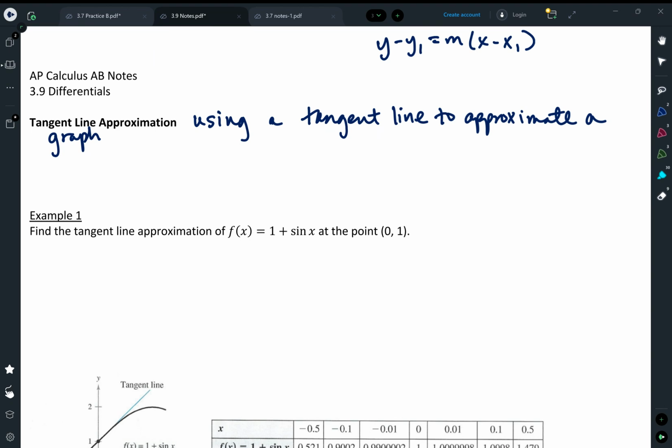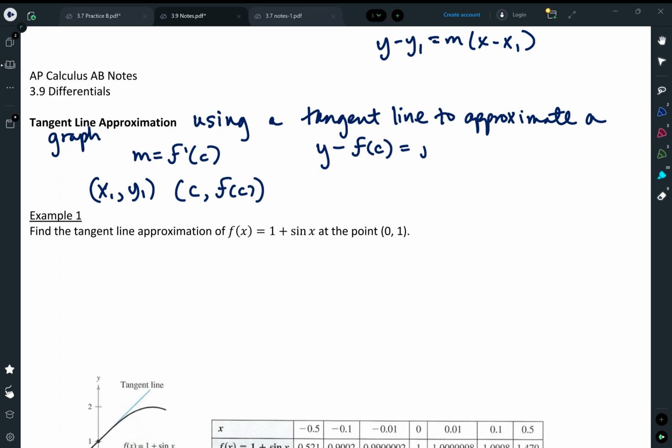Only if we're using a tangent line, our slope is really our derivative at some point, and then that point is what we're using for our x1, y1. So our x1, y1 would be c comma f of c. If we fill all those things in, our tangent line approximation would be y minus f of c equals f prime of c times x minus c. And then if we take it a step further and solve for y, we get y equals f prime of c times x minus c plus f of c.